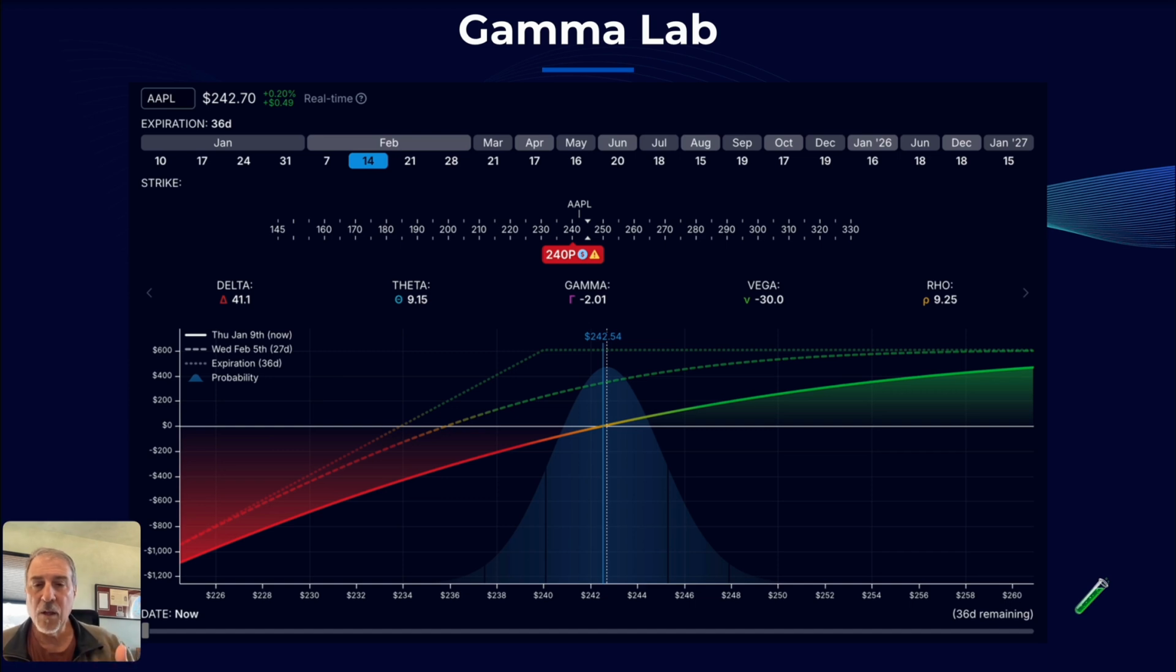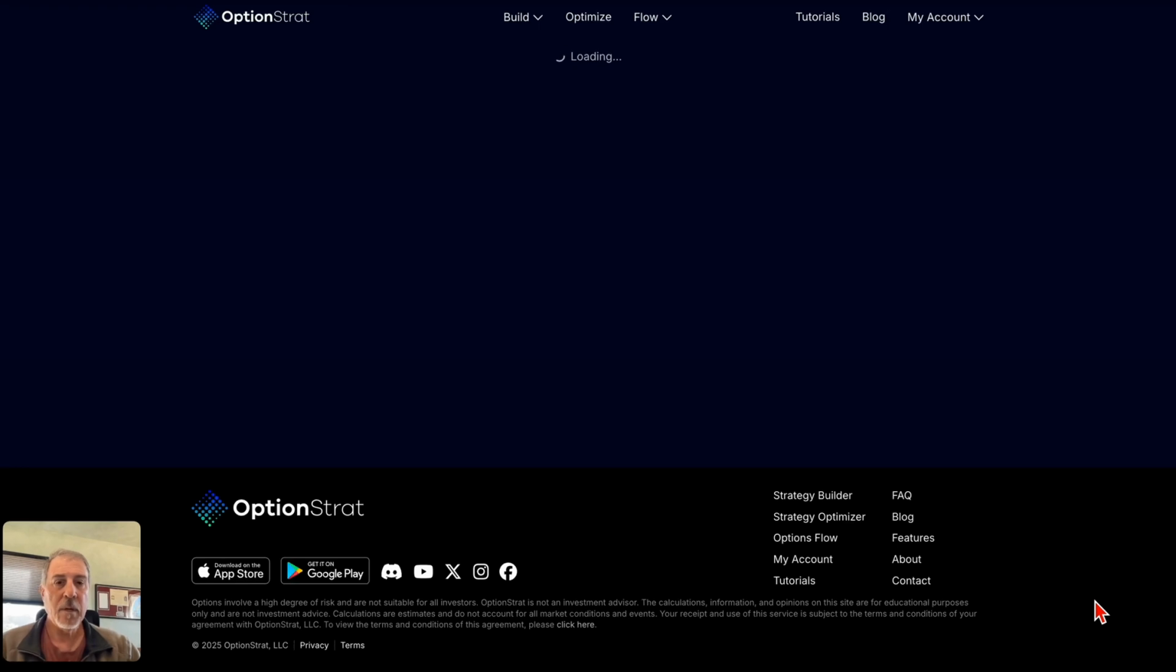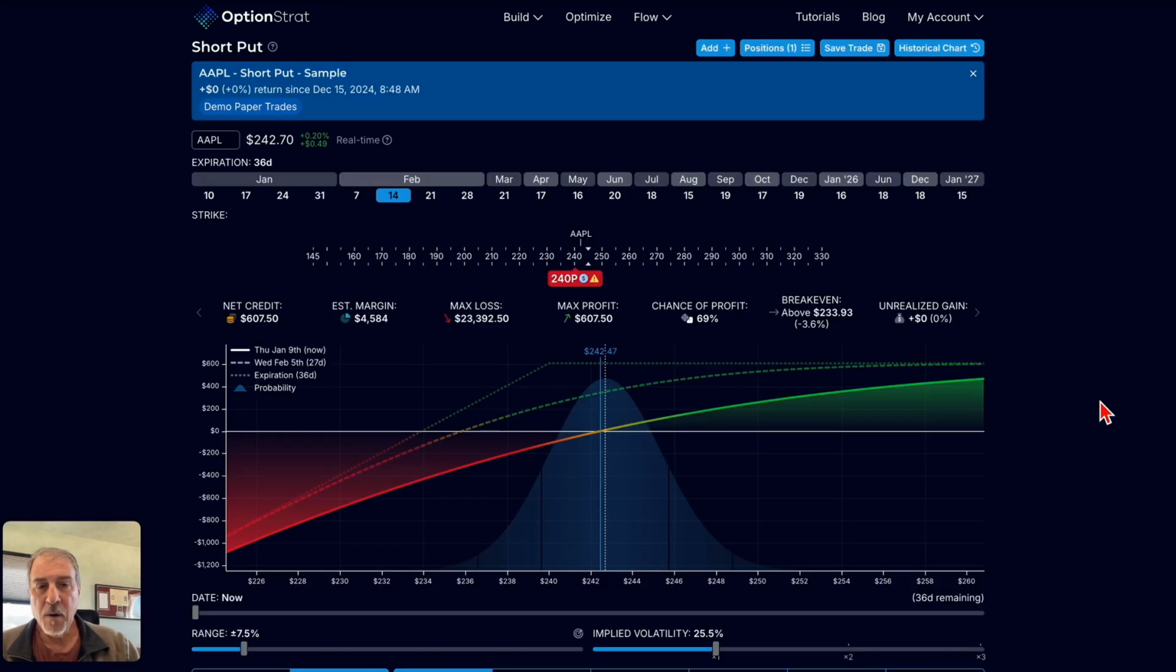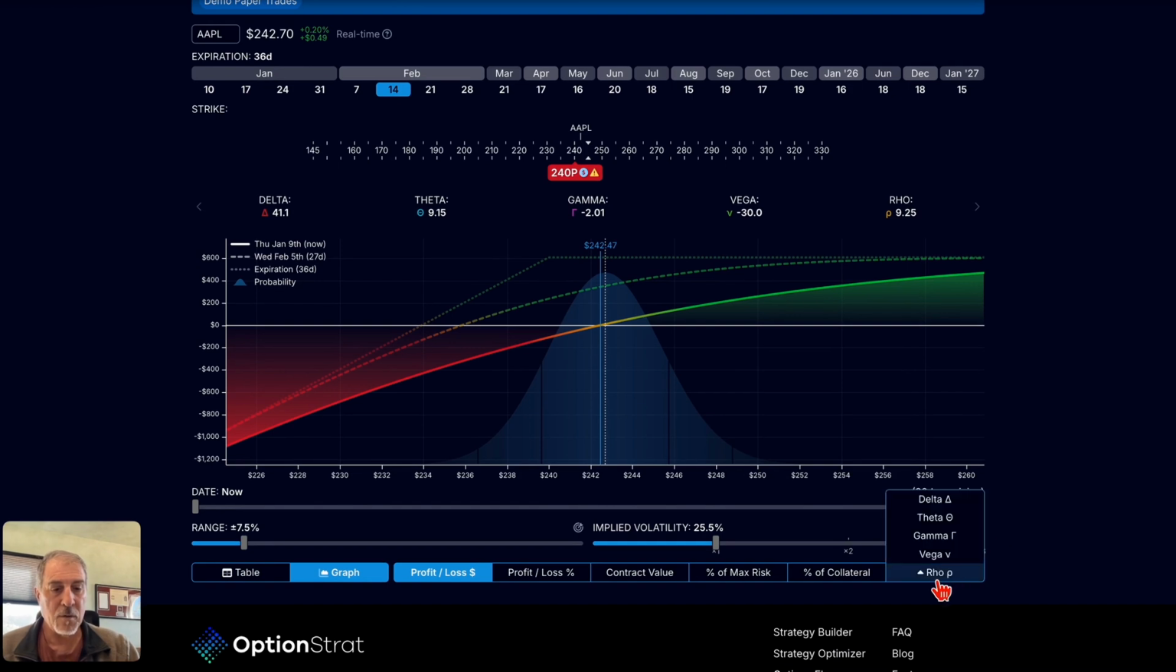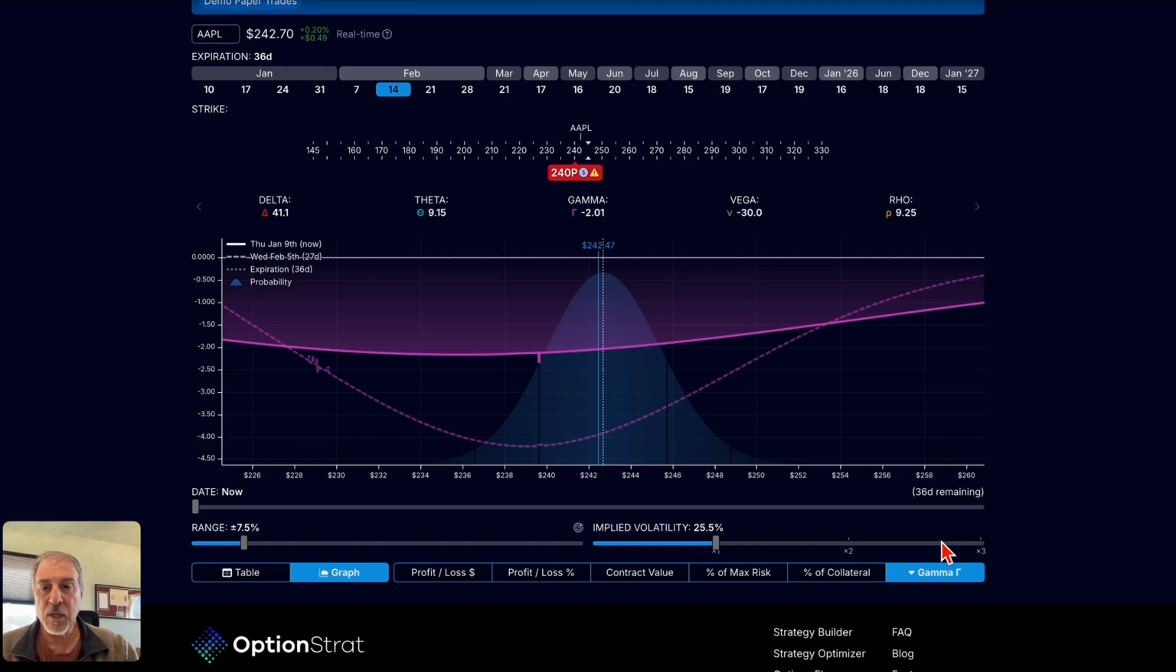So if we take a look at the gamma lab here, again, coming back to OptionStrat, going to come back to our same Apple position. Let me go ahead and open up OptionStrat. So here we are, and if I look at my Greeks, I can see that my gamma here is a -2. Now, as I get closer to expiration, I'm going to come down here and I'm going to use this functionality again where I can specifically plot just gamma.